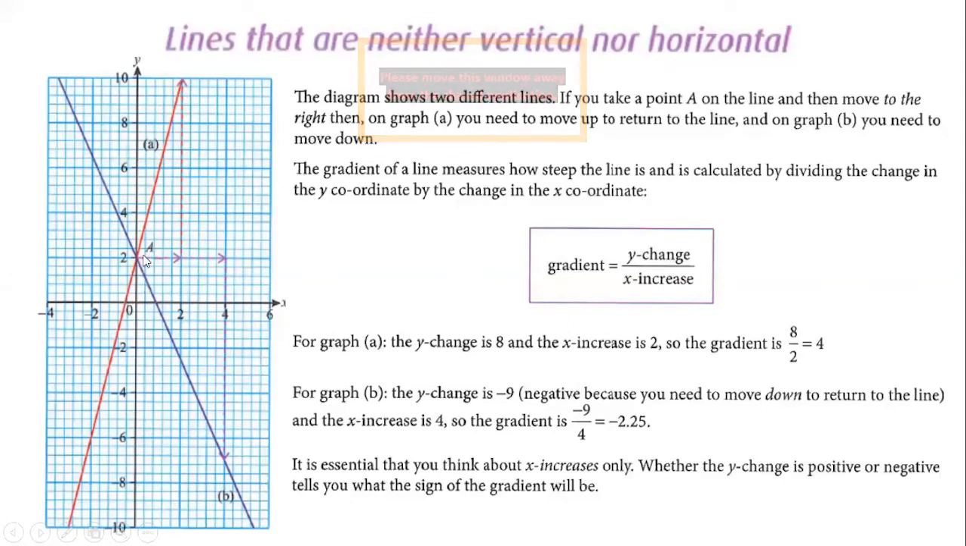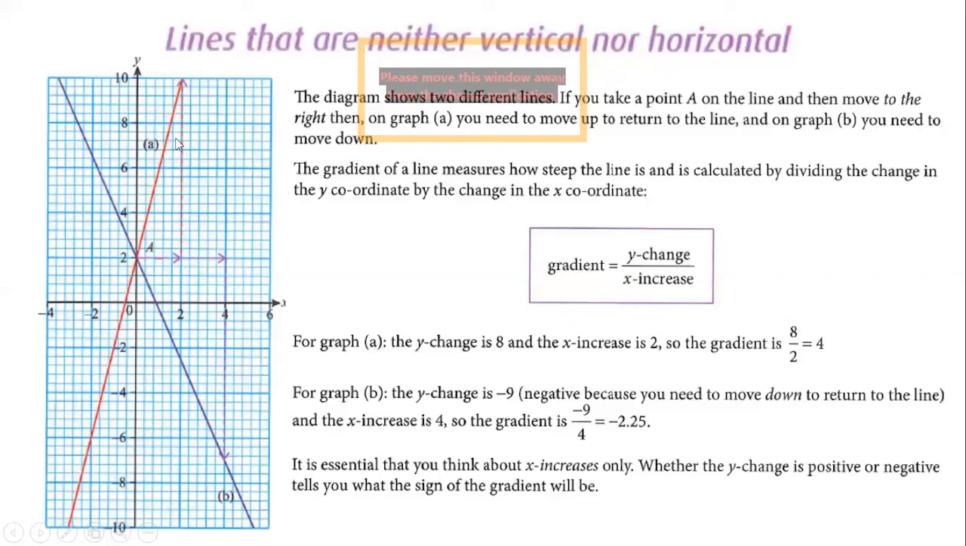So this is the change in x from 0 up to 2. It is increasing by 2 units, isn't it? What is the change in y from 2 up to 10? It is increasing by 8 units. All you need to do to find the gradient is to make this ratio of the y change over the x increase. So x increased by 2, y changed by plus 8 units. So 8 divided by 2 is equal to 4. That 4 is the gradient of this line. This line has a gradient of 4.